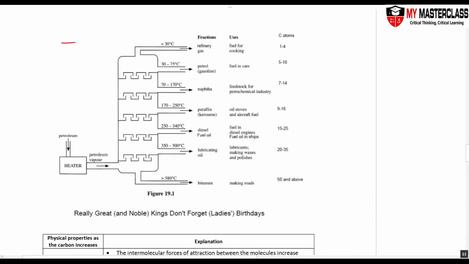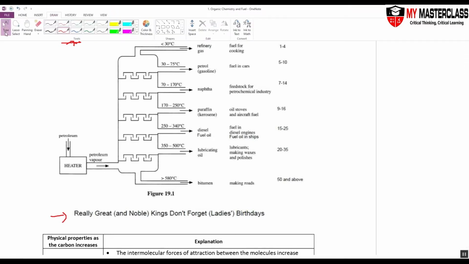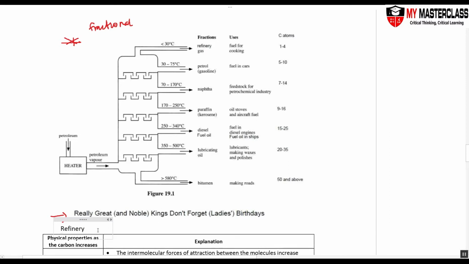This picture we have to memorize. It shows you fractional distillation. When you dig out the petroleum, you put it over a boiler or heater, and the thick liquid turns into gas. The gas enters your fractionating column, and you have to remember this. I remember the different fractions that come out as: Really Great Noble Kings Don't Forget Lady's Birthday. So really, the first part is refinery gas.